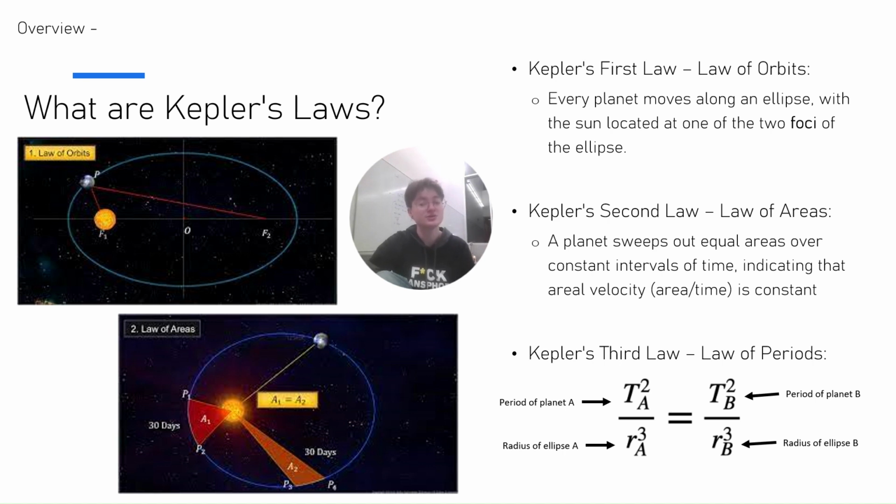Kepler's second law, also known as the law of areas, states that a planet sweeps out equal areas over constant intervals of time, indicating that areal velocity, which is area over time, is constant. Kepler's third law, also known as the law of periods, is a ratio stating that the period of one planet squared divided by the radius of the same planet cubed is equal to the ratio of the other planets.